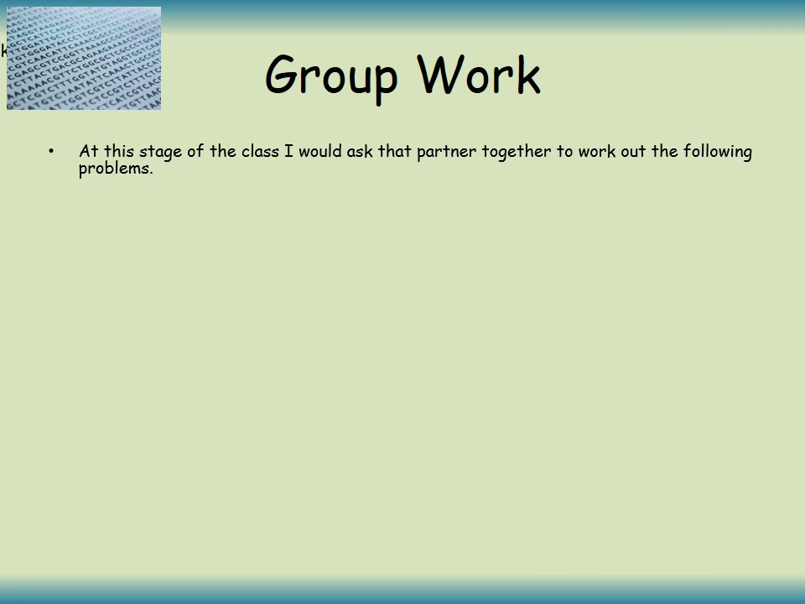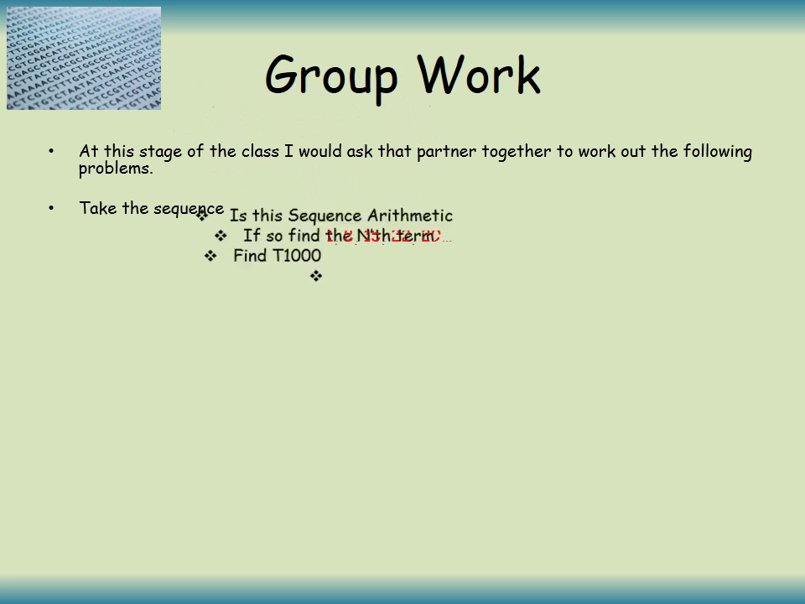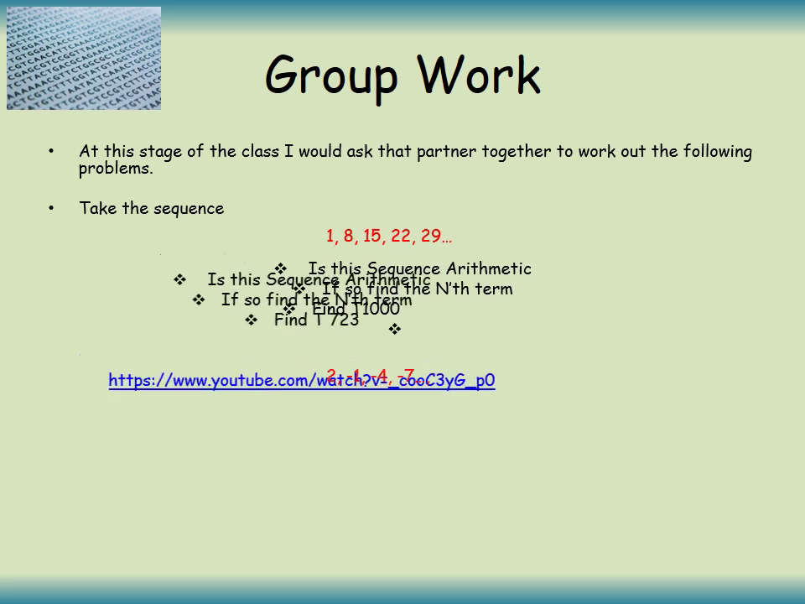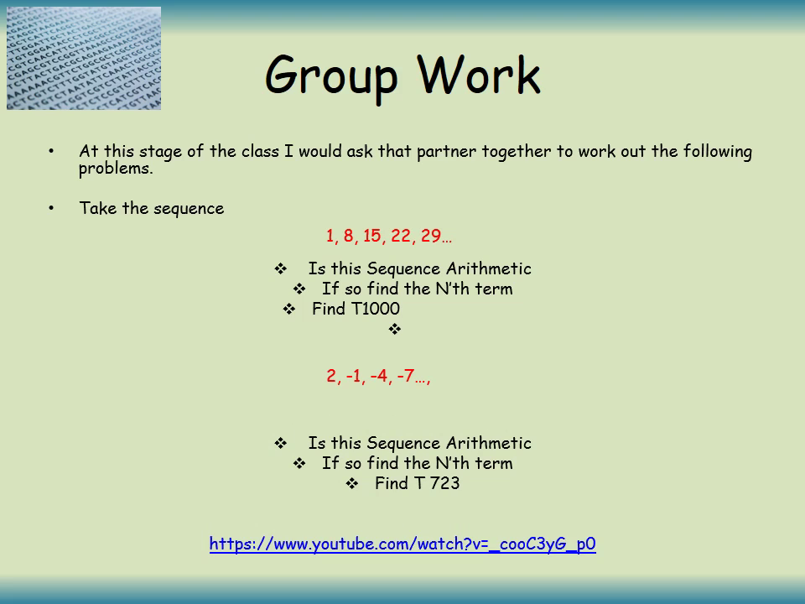At this stage of the class, I would invite you to work in pairs to complete the following problems. Take the following sequence: 1, 8, 15, 22, 29. Is this sequence arithmetic? If so, find the nth term, and thus find term 1000. Similarly, 2, -1, -4, -7. Is this sequence arithmetic? If so, find the nth term, and thus find term 723. I will circulate the class. If you have any questions, please ask.